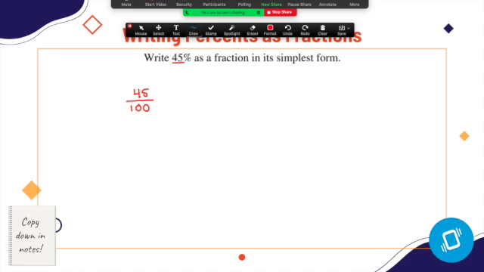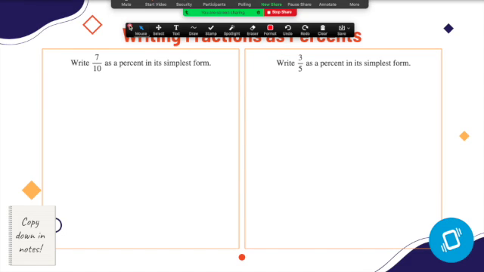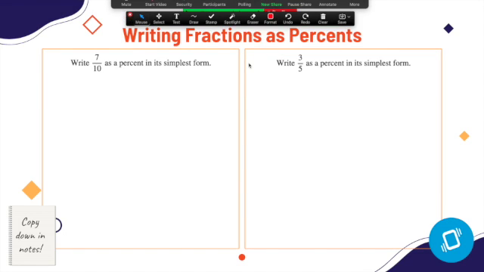So I have 45 and 100. I could divide both numbers by 5. That would give me 9/20. And that's as far as it can go. So my answer here would be 9/20. Cool. Let me clear this and let's continue on to a practice problem.